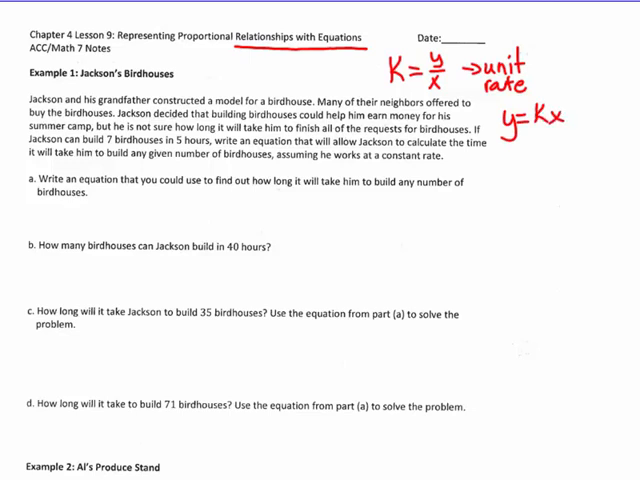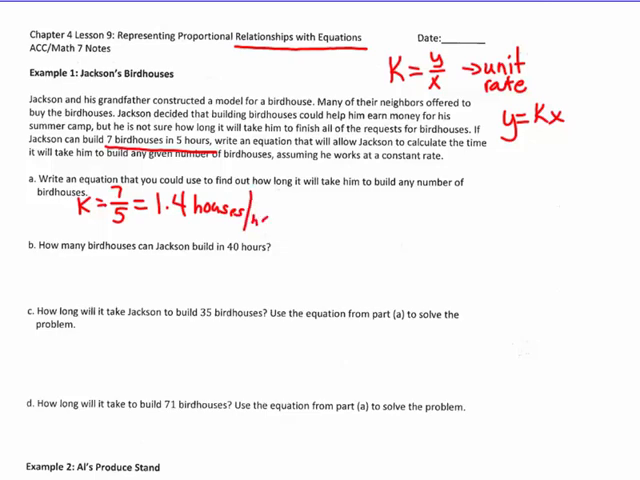Okay. So Jackson and his grandfather constructed a model for a birdhouse. Many of their neighbors offered to buy the birdhouses. Jackson decided that building birdhouses could help him earn money for his summer camp, but he's not sure how long it will take him to finish all the requested. He can build 7 birdhouses in 5 hours. So the first thing that I need to be able to do is to find the unit rate. How many birdhouses can he build in 1 hour? So when I divide that out, we get 1.4 houses per hour.